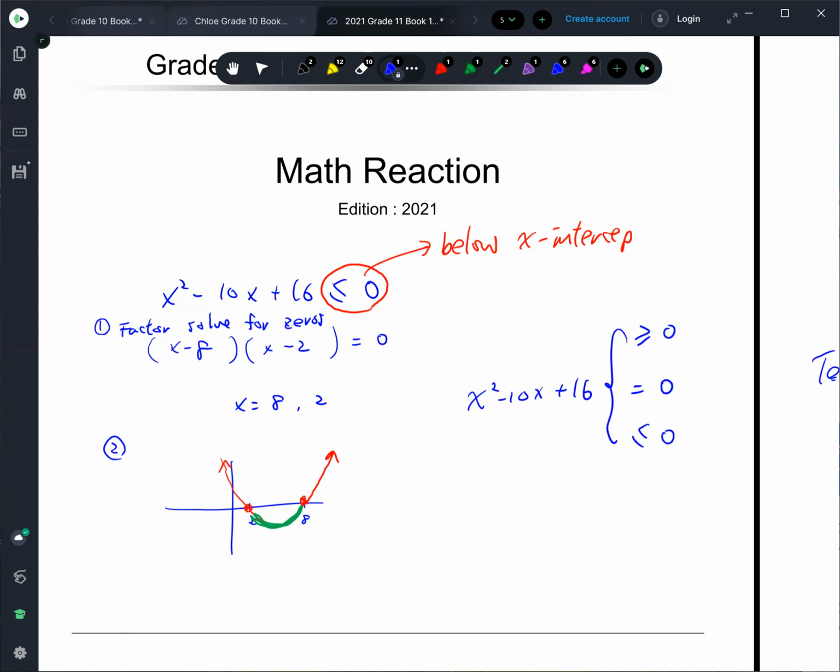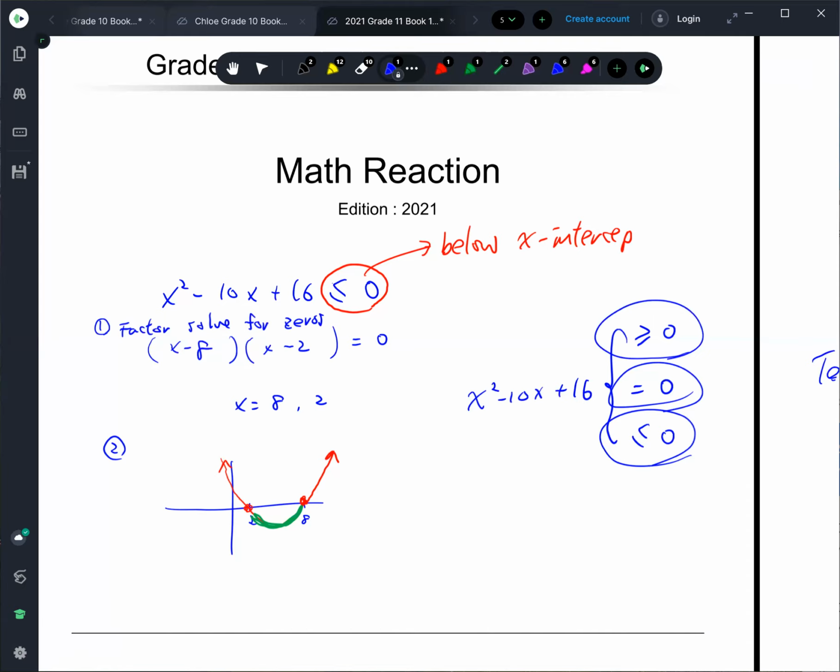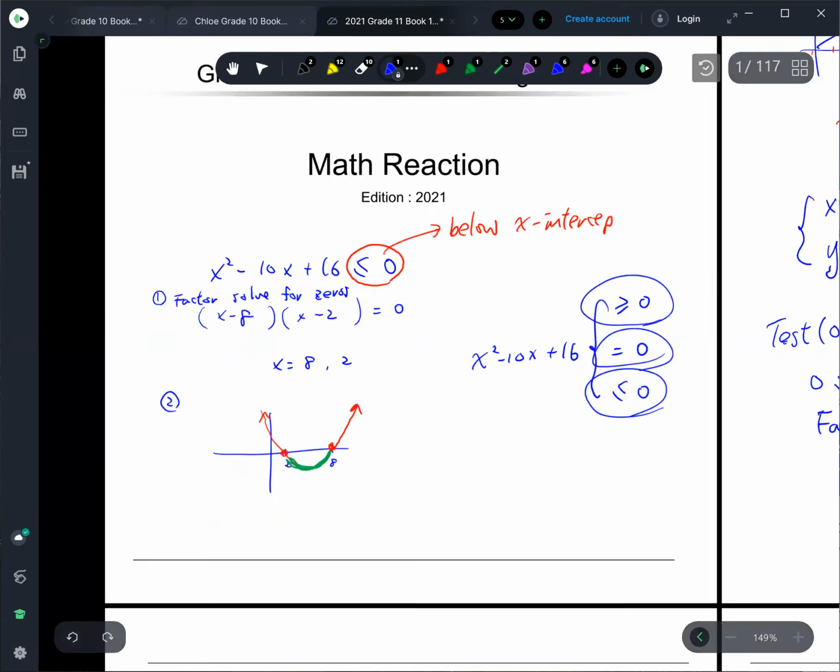If it's an equation, the middle one, then you are looking for the x-intercept on the x-axis. And if it's less than, it will be below the x-axis. If it's greater than, it will be above the x-axis. Then how do I write the inequality?